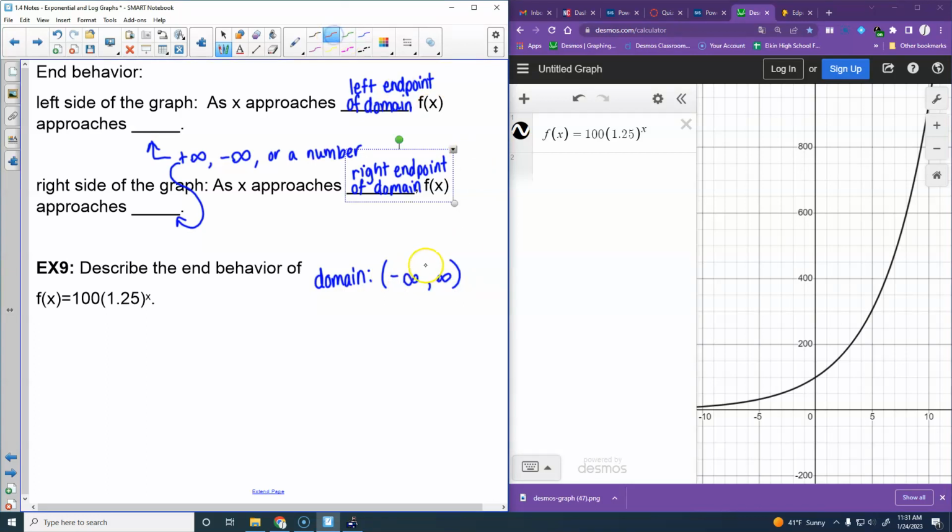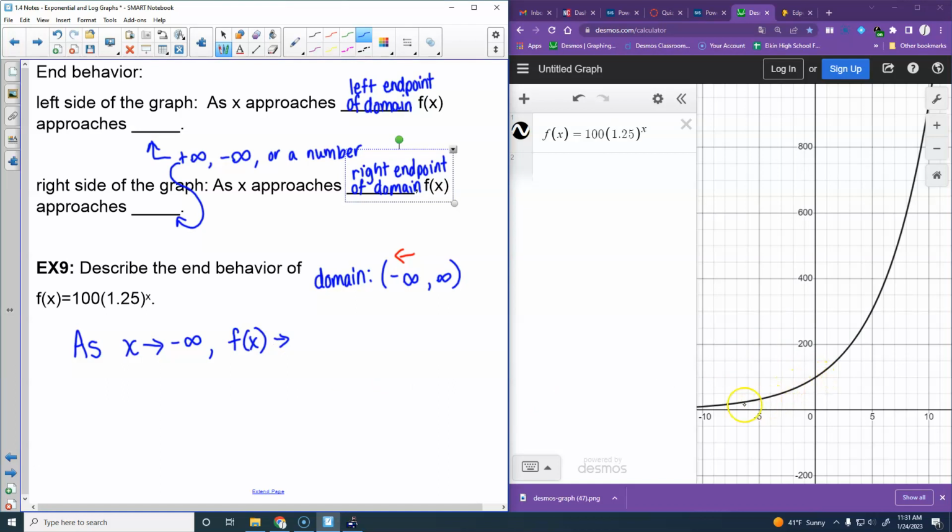So on the left side of the graph here, as x, you can use this arrow right here for approaches negative infinity, if you, like me, don't want to write any more words than you have to. So as x approaches negative infinity, we will say f of x, or if it was a g of x or a y or whatever, we'd use that here, approaches on the left-hand side of the graph. So this is the only time you start in the middle and go out.